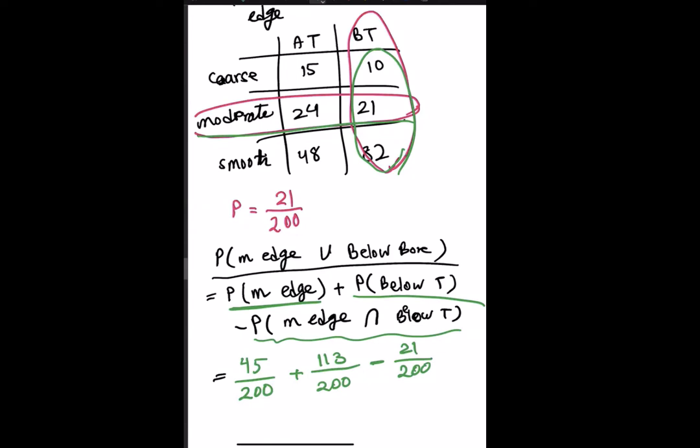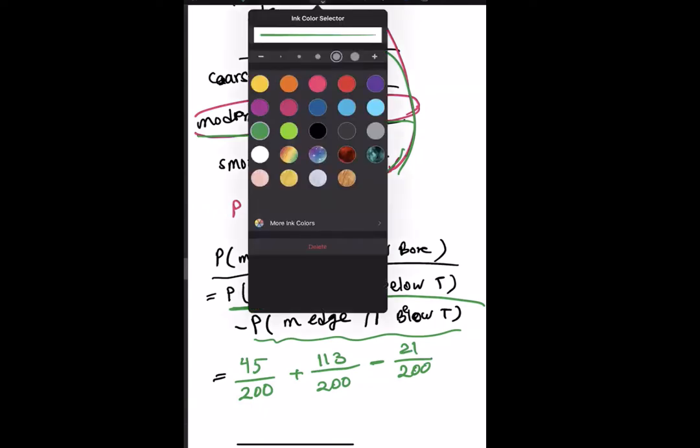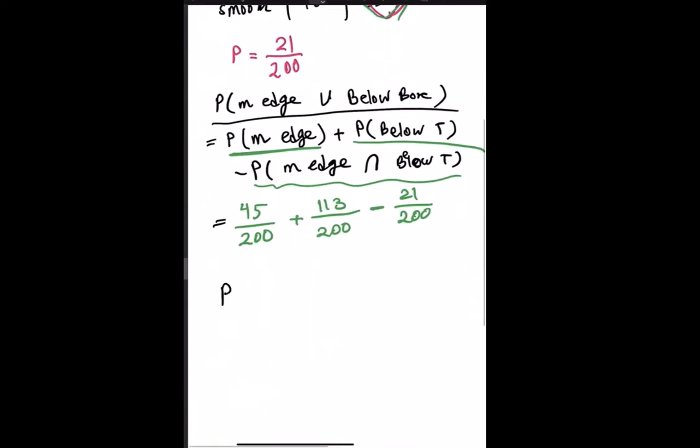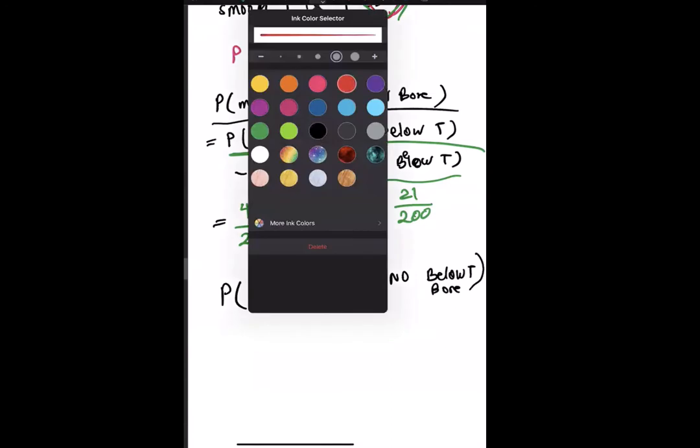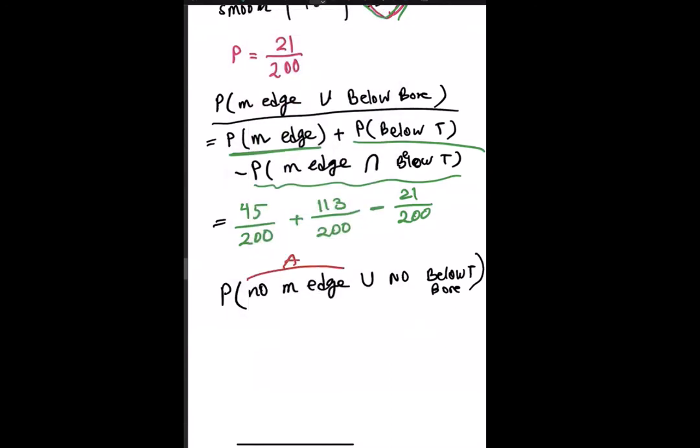What is the probability that the part selected does not have a moderate age or does not have a below target bore? So probability of no moderate age or no below target bore. Okay, how do you write this first? This is A union B. How do you write this?